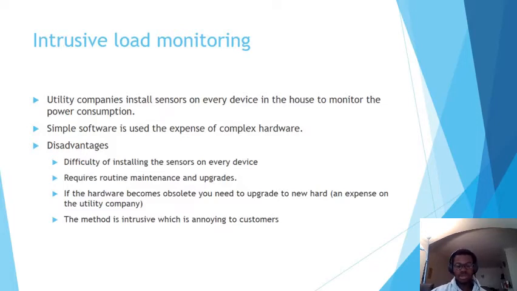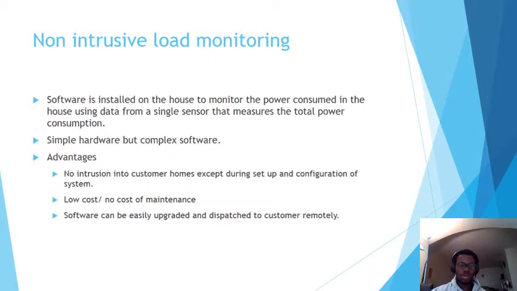When the hardware becomes obsolete, it needs to be upgraded, and it is an expense on the side of the utility companies. An alternative to intrusive load monitoring is what is known as non-intrusive load monitoring, which uses complex software, but instead it uses simpler hardware. And the advantages of non-intrusive load monitoring are that there's no intrusion to the customer's homes except during upgrade and configuration. And it is also a low-cost solution. And then software can be easily dispatched to the customers remotely.